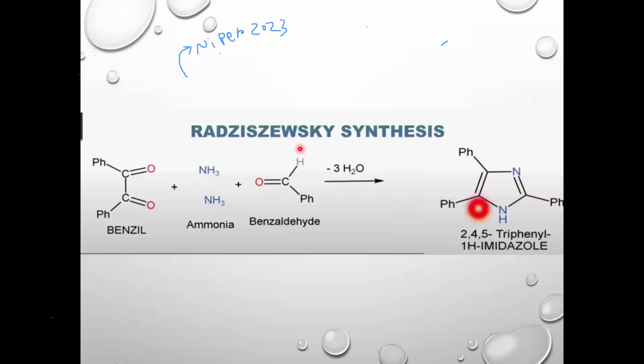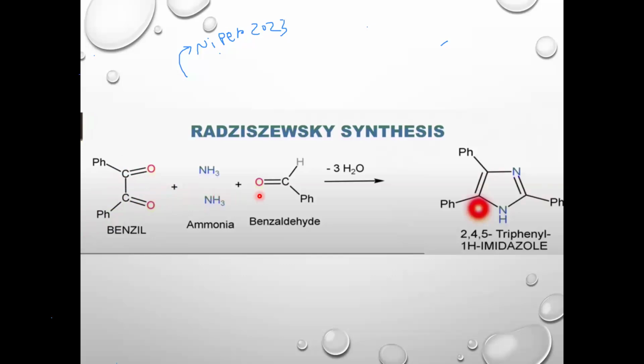Now, this one is the naming reaction for the synthesis of imidazole. In case of imidazole, what happens? What is the name of the first compound? It is benzil, right? This one is benzil. Okay, so this is its common name. What will be one more name if I want to give the IUPAC name to this benzil? Type your answer in chat box.